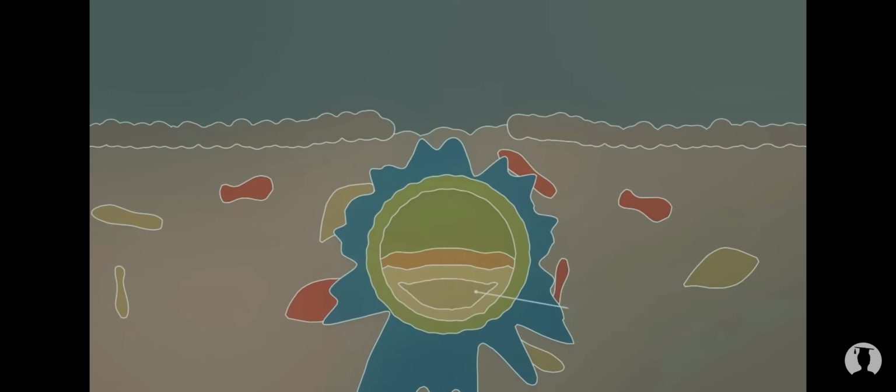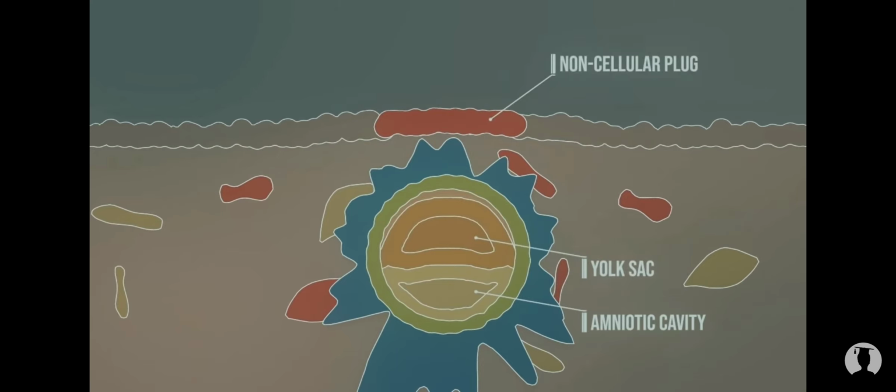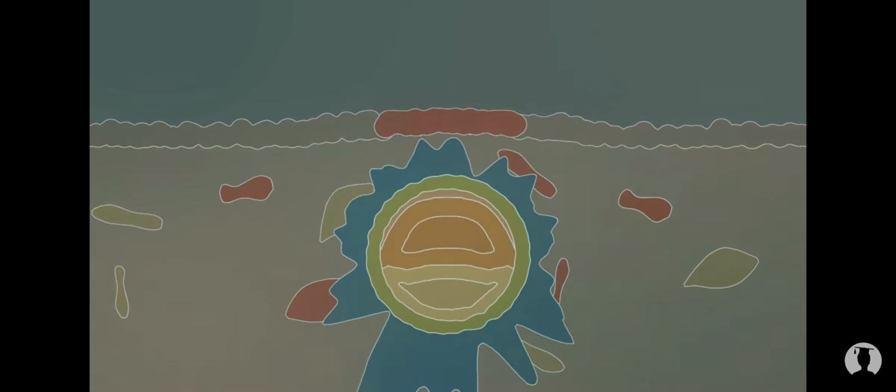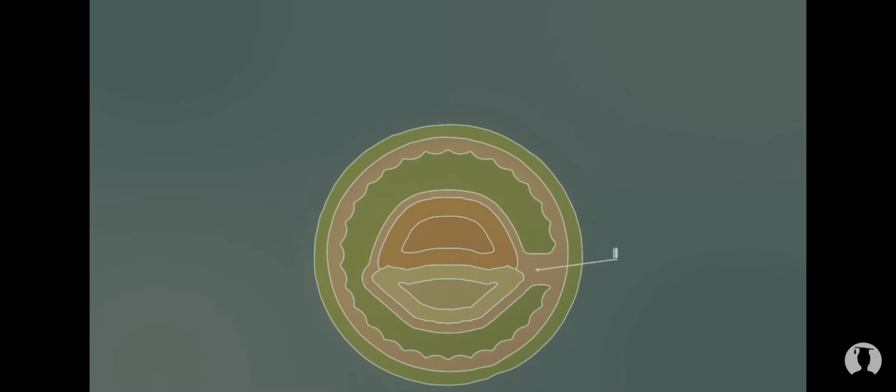As the process continues, the yolk sac is created, as well as a non-cellular plug that is later sealed by migrating uterine epithelial cells. The trophoblast rapidly increases in size, with the amniotic cavity and yolk sac remaining relatively small. This gives rise to the chorionic cavity and the body stalk.